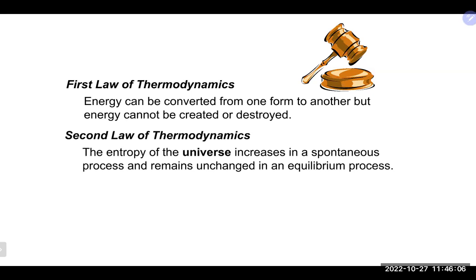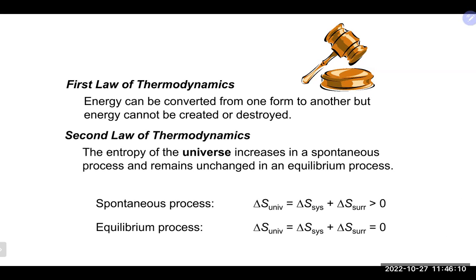So the first law of thermodynamics states that energy can be converted from one form to the next, but it cannot be created or destroyed. That again is all that enthalpy stuff that you talked about in the previous class, as the conservation of energy. The second law of thermodynamics is what we're going to focus on here today, and that is the entropy of the universe increases in a spontaneous process and remains unchanged in an equilibrium process.